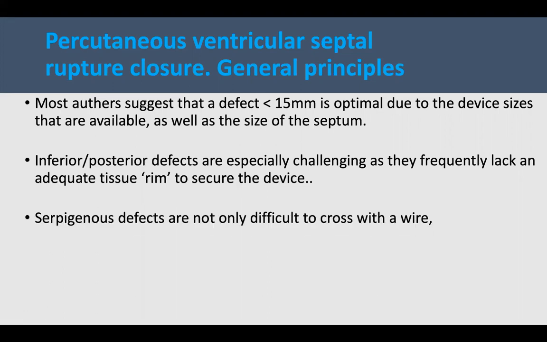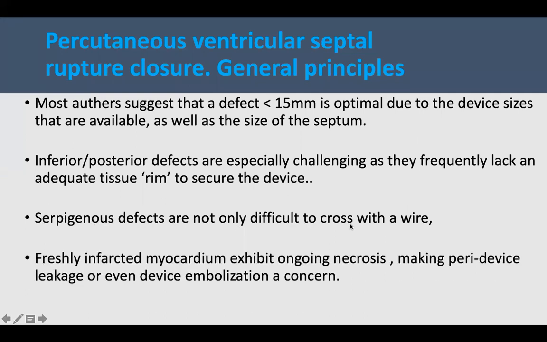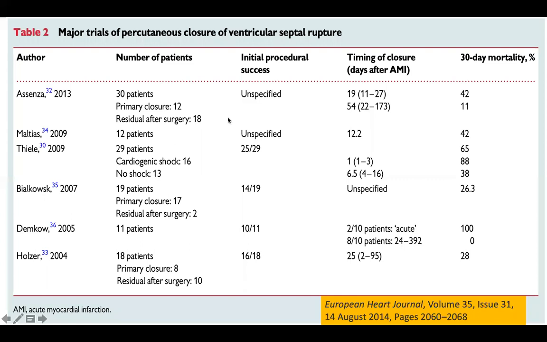As in one of our cases, they tried a percutaneous closure, it didn't happen because when you have the curved course, it may be difficult to cross the wires. And in freshly infarcted myocardium, failure rates are very high. You don't know the extent of the necrosis. So there may be leakage and the device may embolize in fresh MI cases. In this paper, you can see there is a major trial on percutaneous closure of VSR.